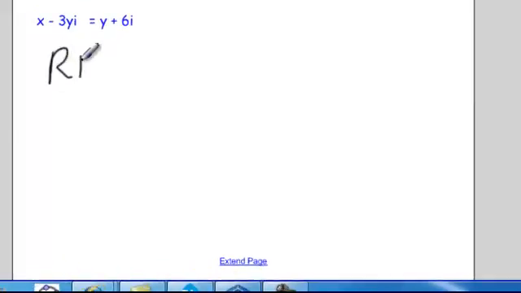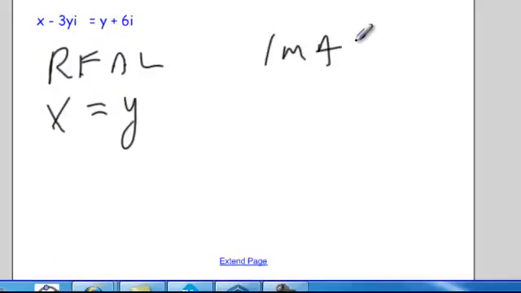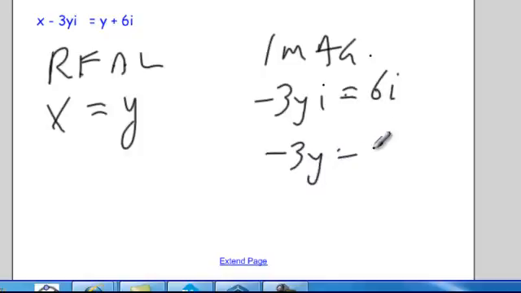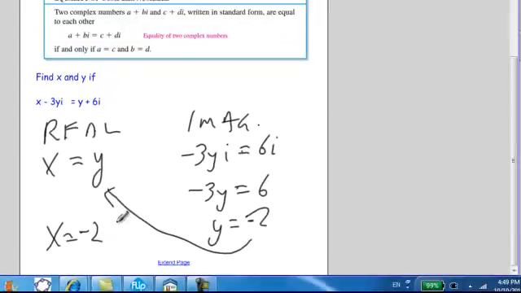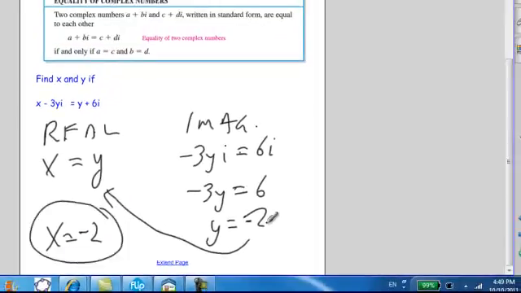So we can set the real parts equal to each other. That is, x equals y. And the imaginary parts equal to each other. That is, negative 3yi equals 6i. Or if you divide through by i, negative 3y equals 6. So y equals negative 2. Now you can put this negative 2 in over here to get x equals negative 2 as well. So there's your answer for both x and y.